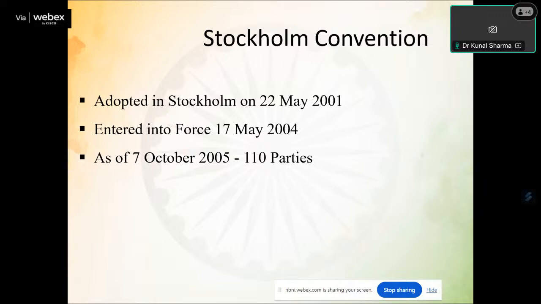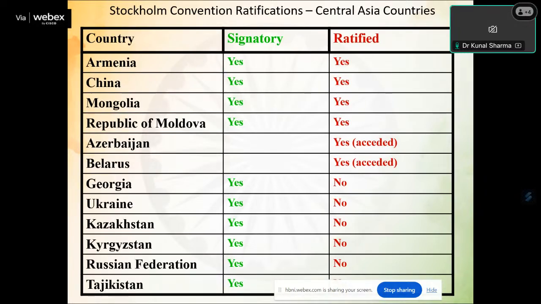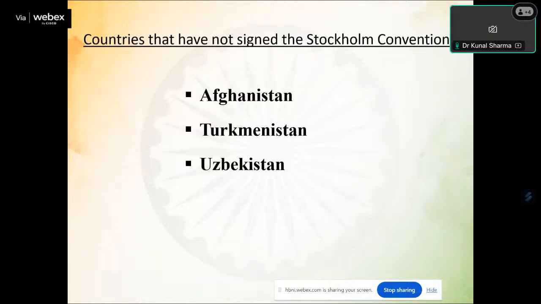Regarding the timeline, it was adopted in Stockholm on 22 May 2001, entered into force on 17th May 2004, and as of 7th October 2005, there are 110 parties that have signed the Stockholm Convention. If you see the figure, certain countries are signatory and ratified: Armenia, China, Mongolia, Ukraine, Kazakhstan, Russian Federation, they all have signed and ratified. Also the figure shows the Stockholm Convention for Central Asia countries. Some countries have not signed the Stockholm Convention. It includes Afghanistan, Turkmenistan, and Uzbekistan. So there are certain things.